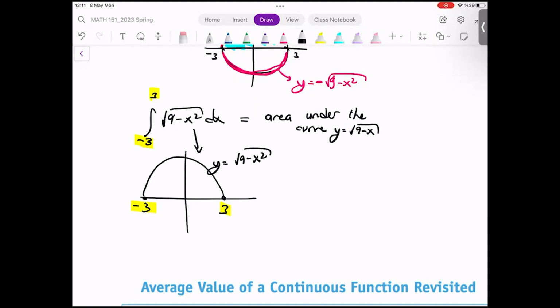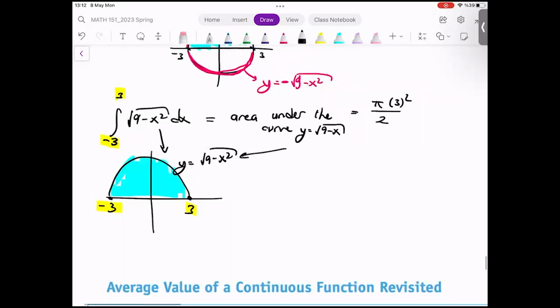Nine minus x squared square root, whose graph looks like this. So we should compute this area, right? And we know how to compute the area of the circle. How can we do that? Pi r squared. I need to take the half of it because this is a half circle. So the result is 9 pi over 2.